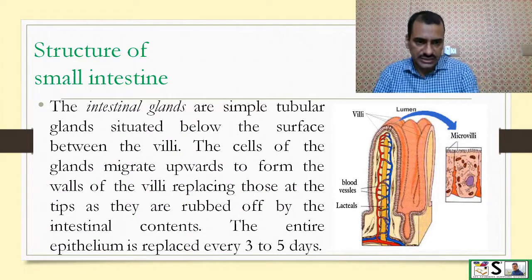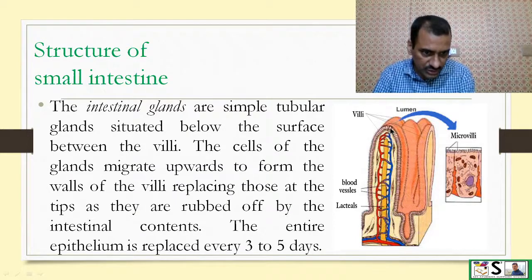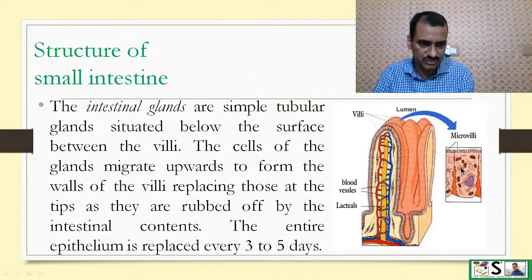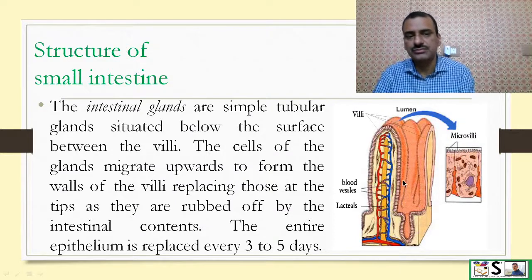Here you can see these are the villi and on this free border of this enterocyte there are microvilli. These are the lacteals or lymph vessel and this is blood capillary network.